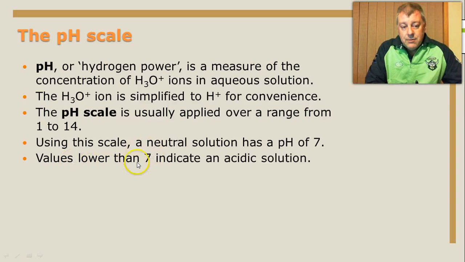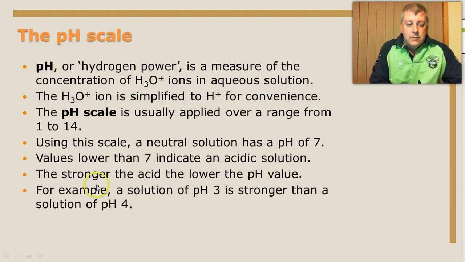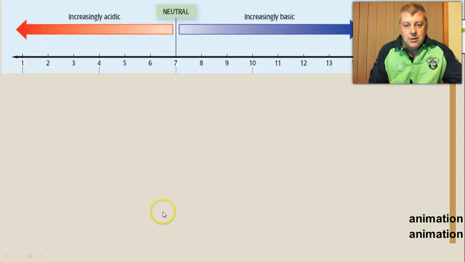Values that are less than 7 on the pH scale mean it is an acidic solution, so it has hydrogens dissolved and they want to react, because the hydronium ions, or the hydrogen ions, are very reactive. Now, the stronger the acid, the lower the pH value. For example, a solution of pH 3 is stronger than a solution of pH 4. That makes sense? Okay, and we'll show you a diagram.